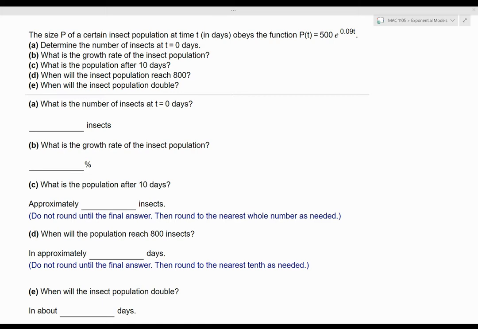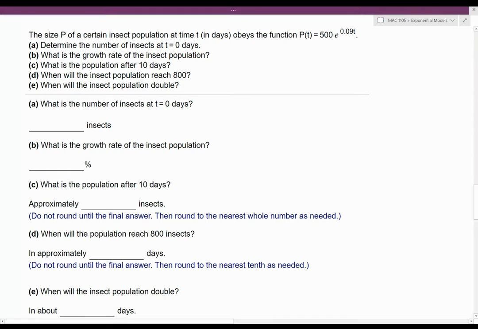All right, you guys, let's continue our talk about exponential models by looking at the following problem. It says the size P of a certain insect population at time t in days obeys the function P of t equals 500 e to the 0.09t power. A says, determine the number of insects at t equals 0 days.